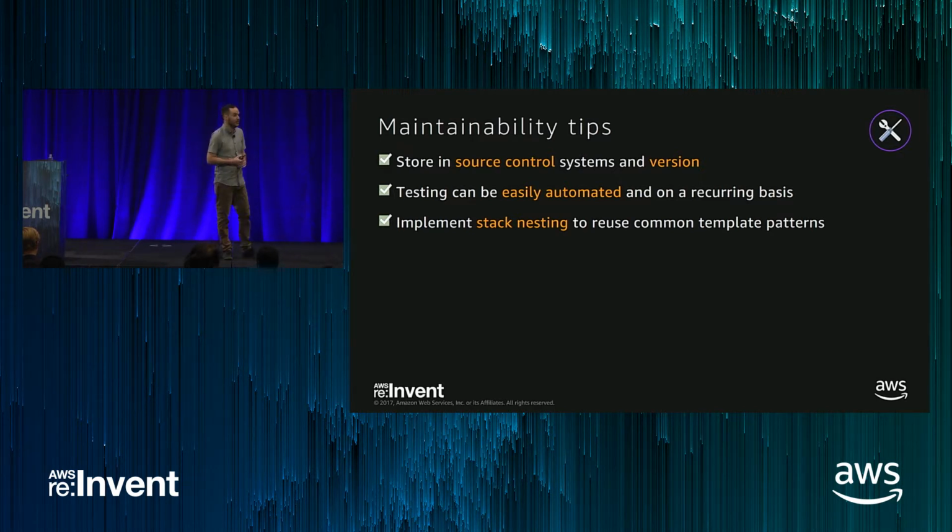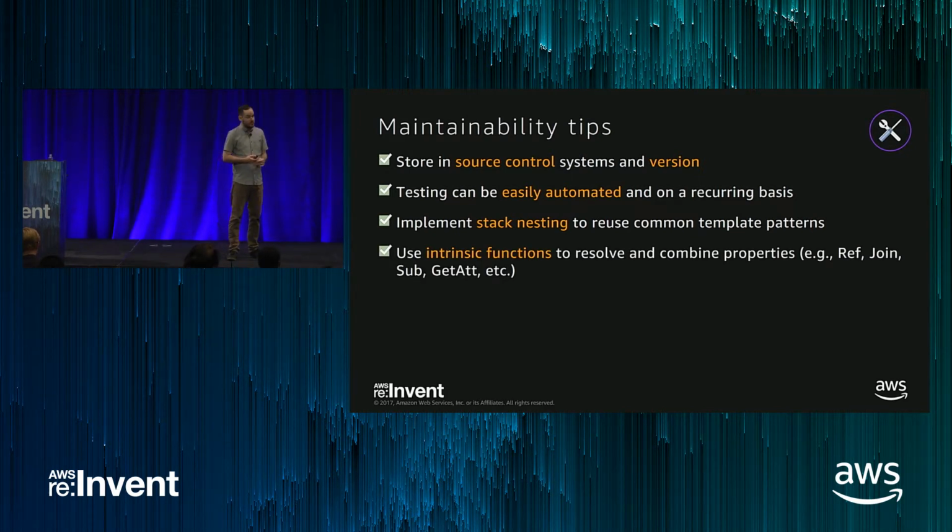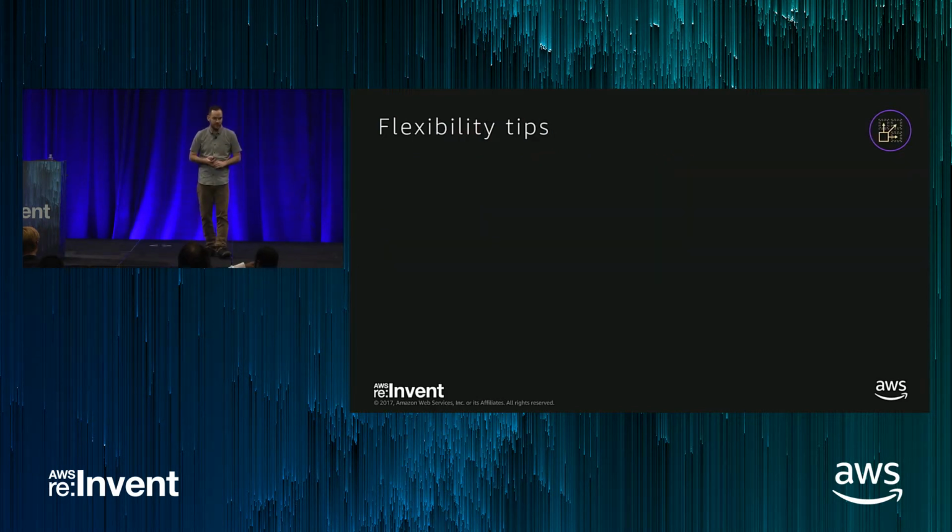Implementing stack nesting is great if you are packaging all the assets together. If you're not, if you're using one template here, one template there, then nesting may not be needed. Make sure you use intrinsic functions to resolve and combine some of the properties and parameters. All of these different Ref, Join, Sub, GetAtt functions are very useful. As we saw in the examples earlier, we were building the URLs to download the assets dynamically with relative paths. So definitely make use of intrinsic functions.